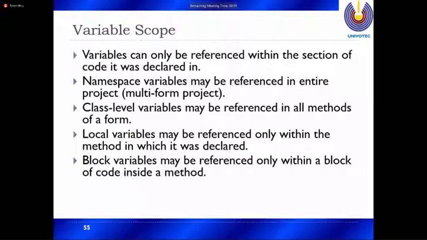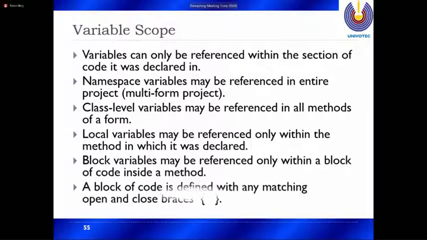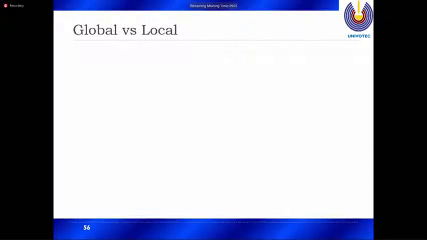If you use a global variable, you can define it in the namespace. Within the namespace, class level is what you can make. A block of code is defined by any matching open and close braces, the bracket.